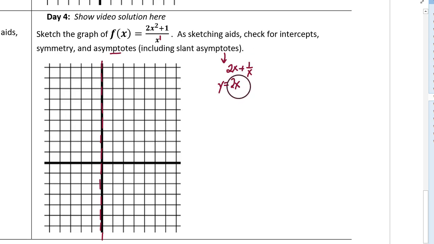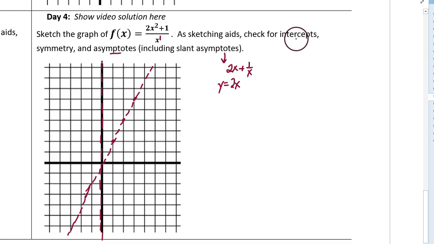Y equals 2x is the equation in slope-intercept form of a diagonal line. So it crosses the origin, and then its slope is 2 over 1. So up 2 over 1, up 2 over 1, up 2 over 1, and so on. Draw a dashed line for that. That is a slant asymptote. When we draw in any curved branches, they're going to get close to this diagonal line.